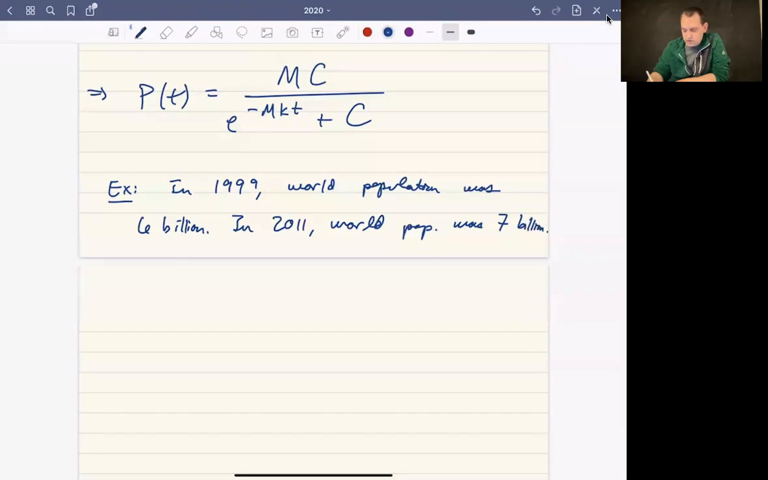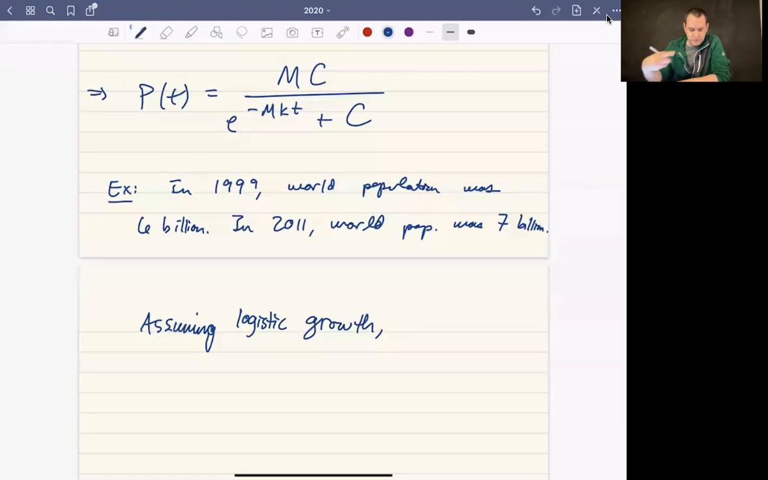Assuming logistic growth, and that's a big assumption, but this is one model that you can come up with to describe the data and see how well the model fits. I can't spell. So assuming logistic growth.